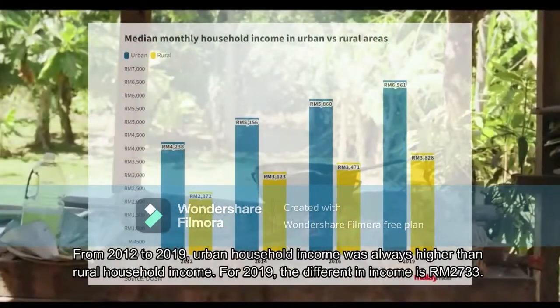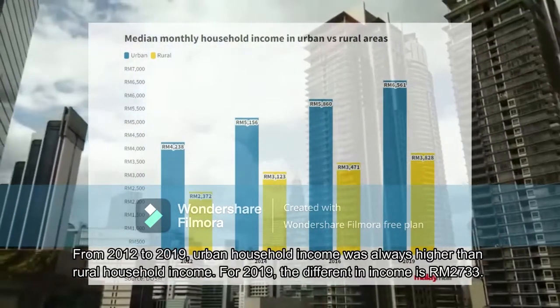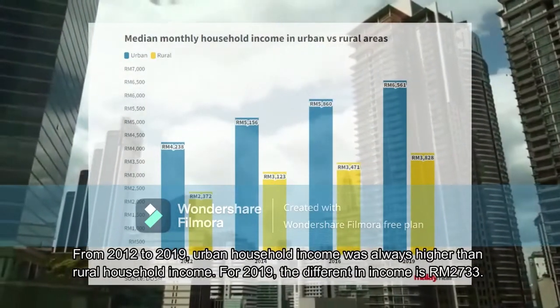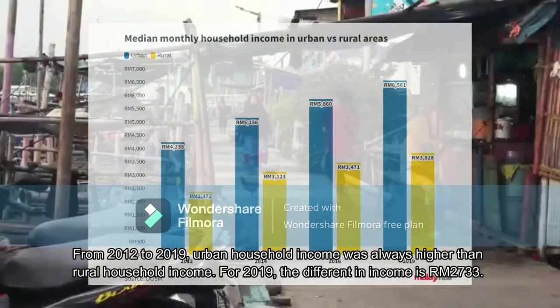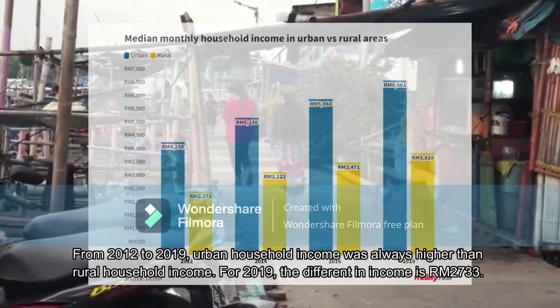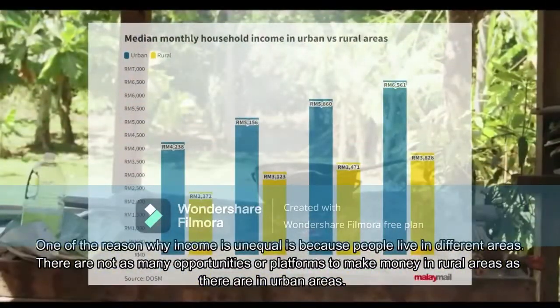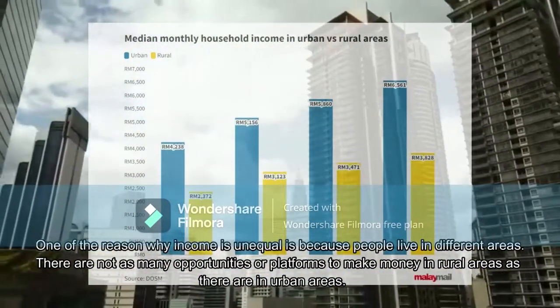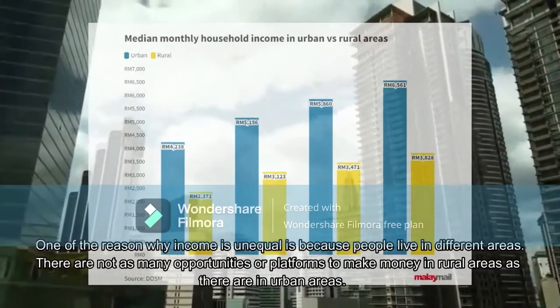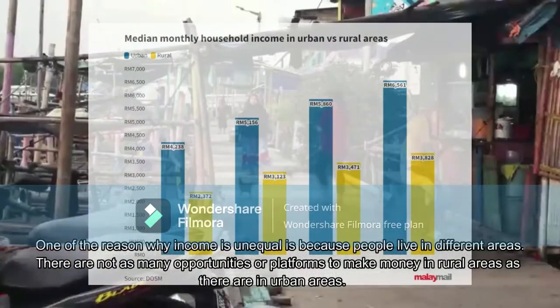From 2012 to 2019, urban household income was always higher than rural household income. For 2019, the difference in income between urban and rural areas is RM2,733. One of the reasons why income is unequal is because people live in different areas. There are not as many opportunities or platforms to make money in rural areas as there are in urban areas.